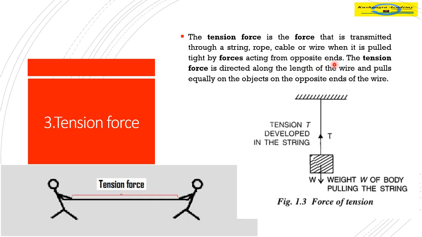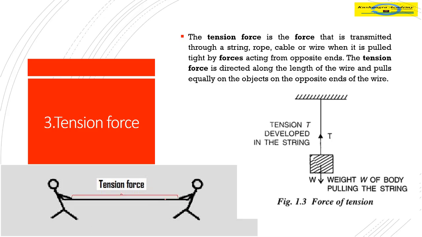So, for a tension to happen, there has to be forces on either end of the string or wire, rope, cable, whatever the thing is. The tension force is directed along the path of the wire. See here, the direction of the tension force is along the length of the wire and pulls equally on the opposite end of the wire.